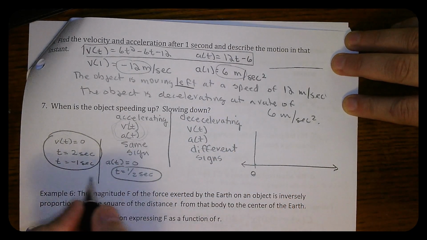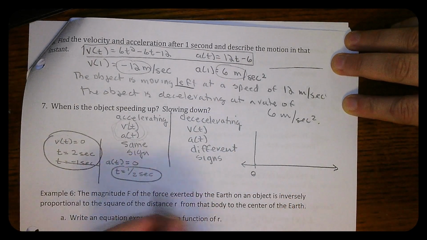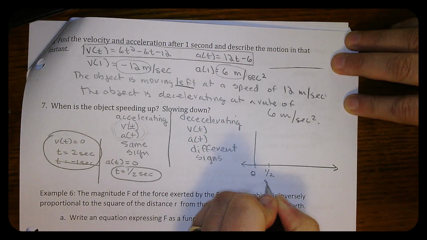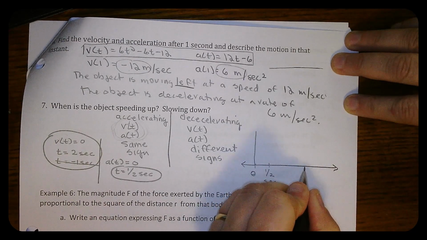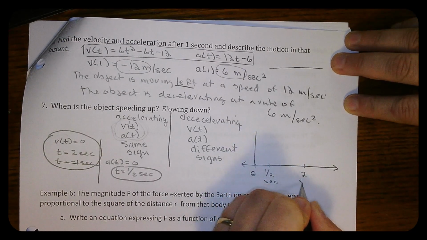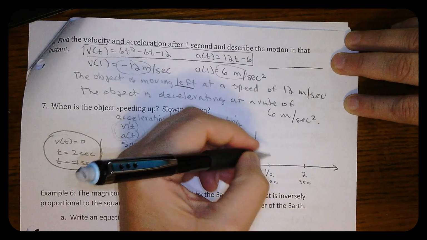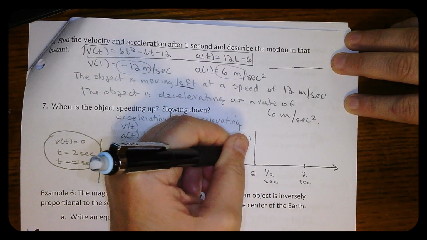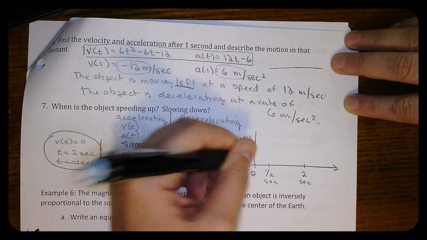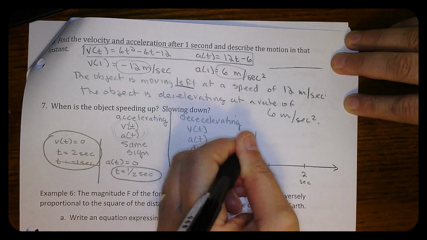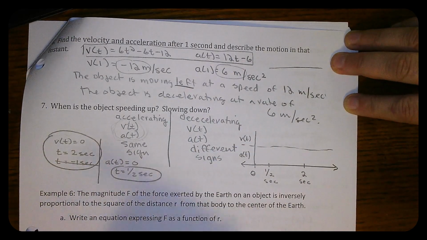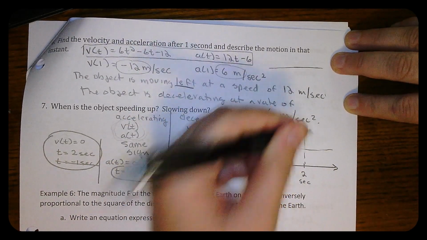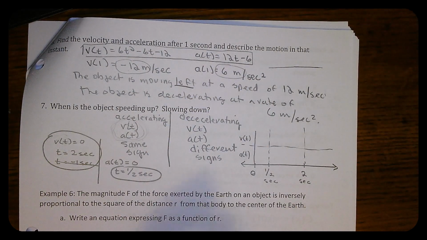Okay, and then 2 seconds and 1/2 second I'm going to put here. So here's 1/2 second, and here is 2 seconds. And these are critical points. And here I'm going to put the velocity sign analysis results, and I'm going to put the acceleration sign analysis results. So you do that, and you've got this and this. Okay, so we've created all these regions.